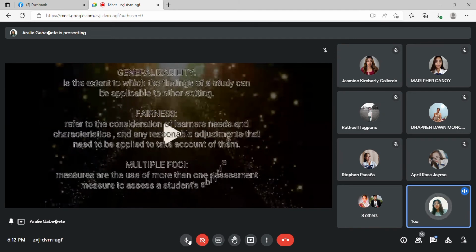And for the last option, we have the multiple facet. It is wrong because it measures the use of more than one assessment measure to assess a student's ability. It also focuses attention on curricular strengths and weaknesses rather than being concerned solely with the performance of individual students.